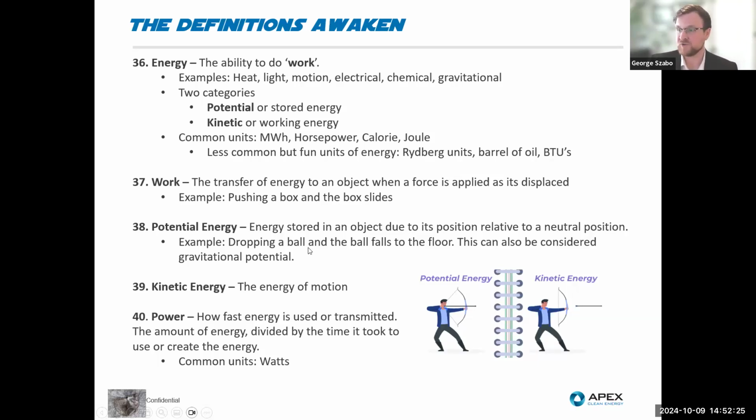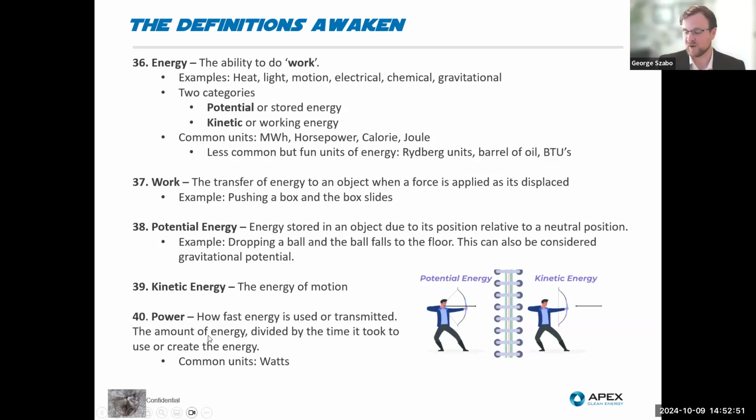Potential energy: energy stored in an object due to its position relative to a neutral position. An example is dropping a ball and the ball falls to the floor. This can also be considered gravitational potential. Sometimes people refer to just potential energy as gravitational potential. Kinetic energy is the energy of motion. Potential energy, kinetic.